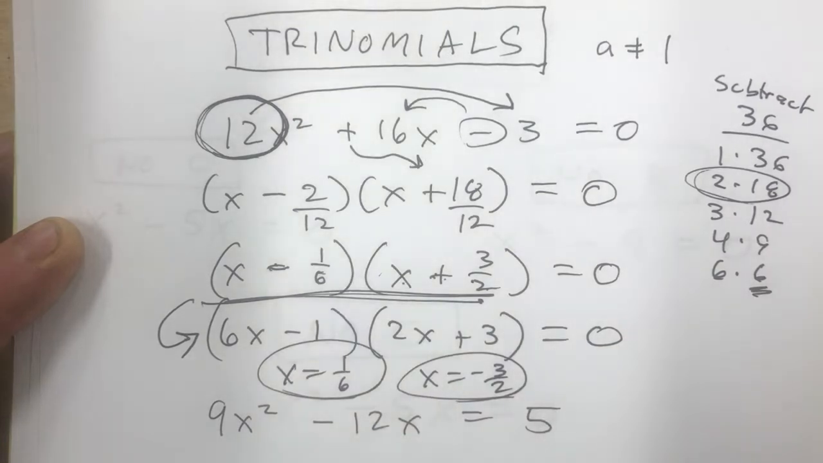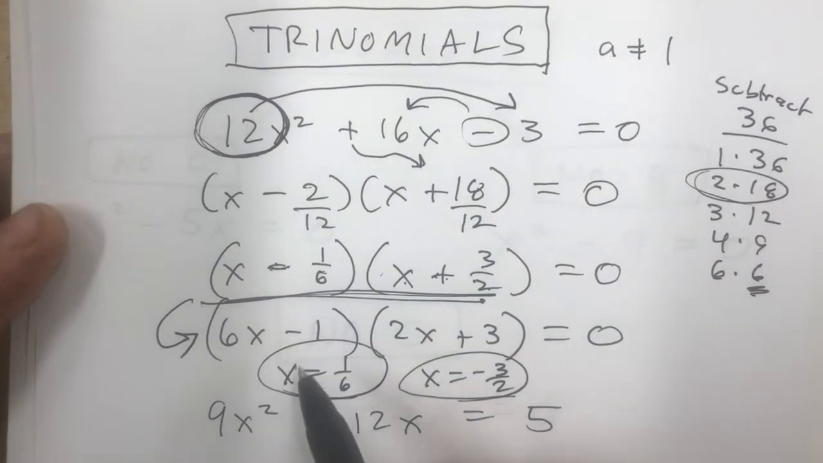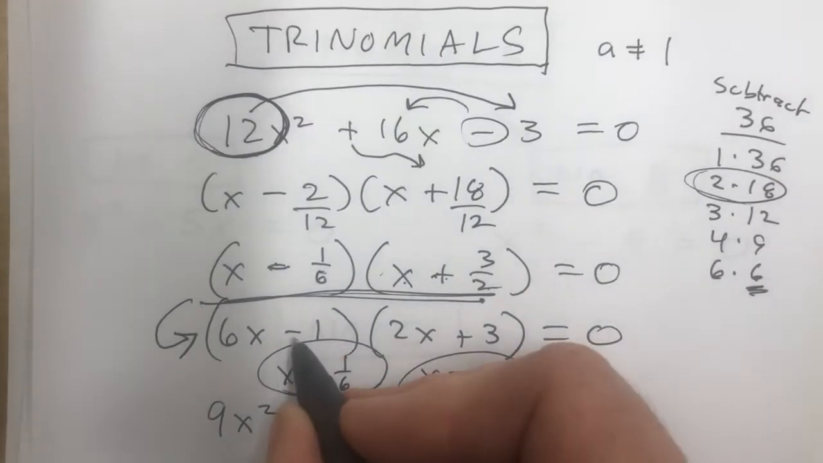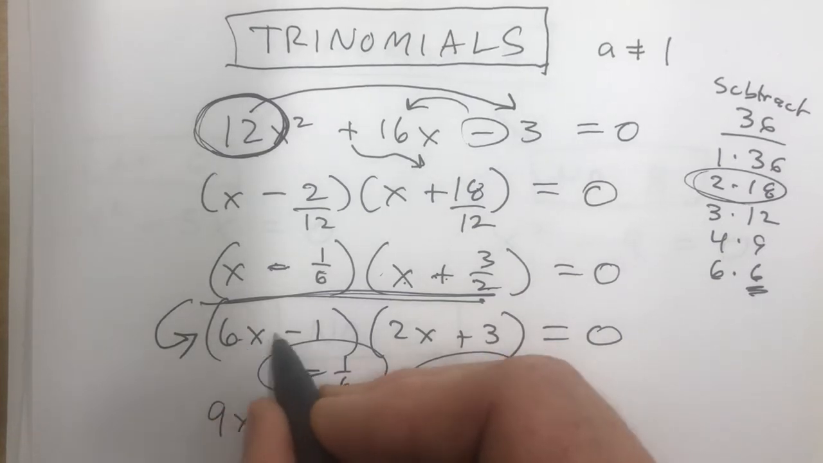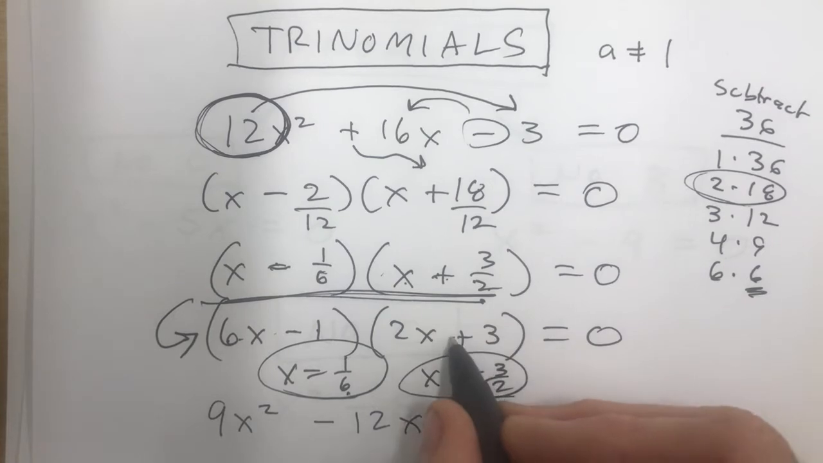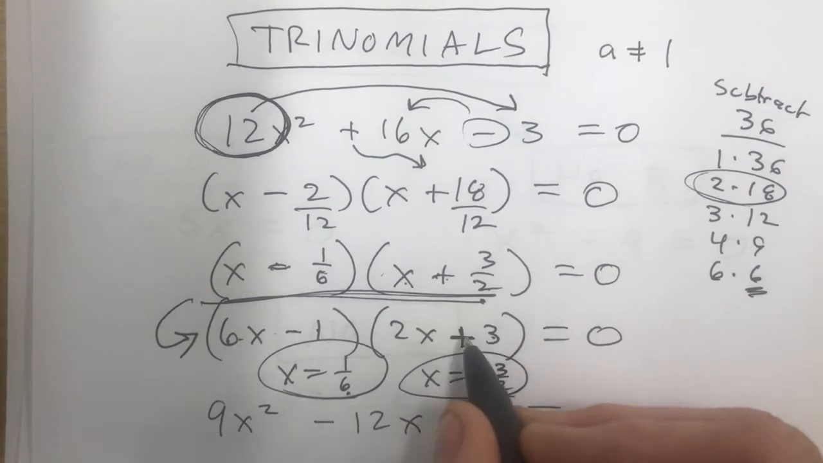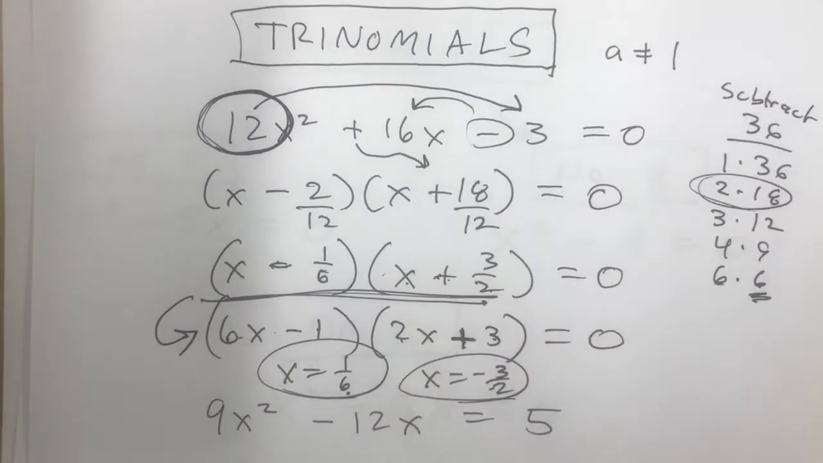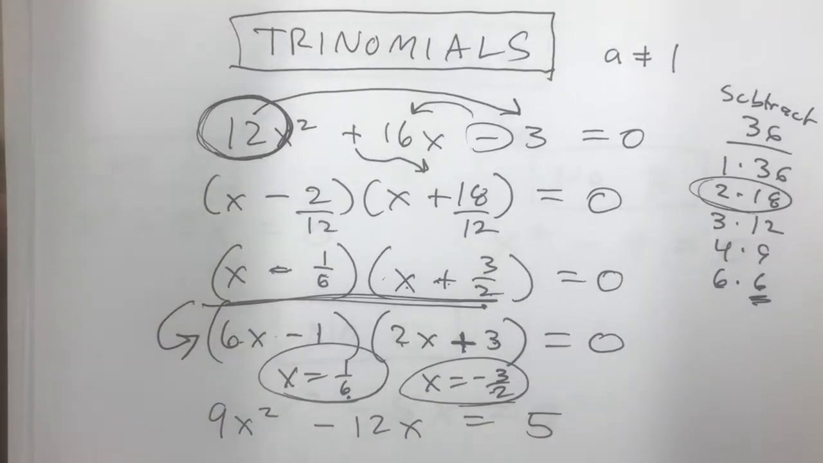And there you go. Now, if you do have your factors, it's just real simple. Since this is 6x minus 1, it's going to be a positive 1 over 6. This is going to be a negative, since it's positive 3, it's going to be negative 3 over 2. And those are my solutions.